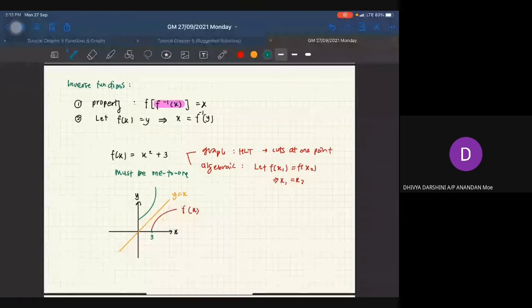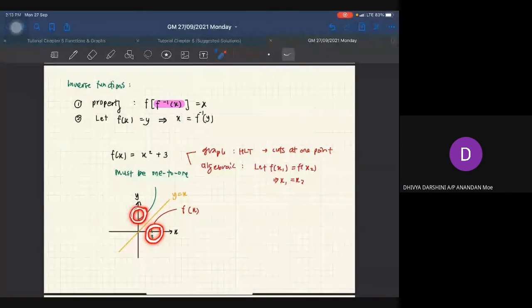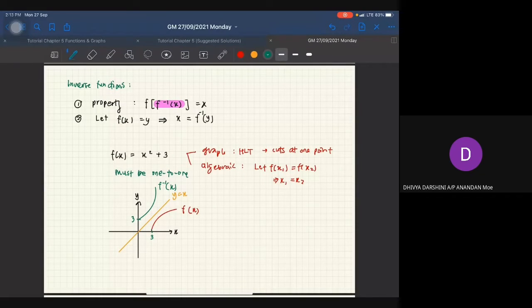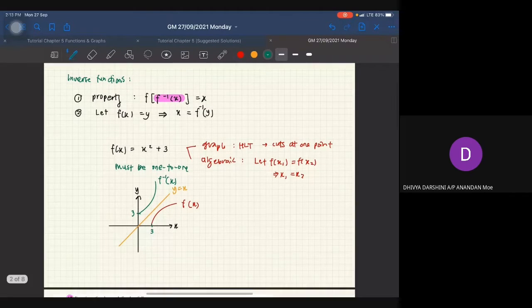Okay, so dia akan jadi terbalik lah. Kalau dekat sini, dekat graph fx ni sekarang kita ada x-intercept 3. Bila dekat sini dia akan jadi y-intercept dan nilai dia adalah 3. So dia akan bertukar. So this one adalah 3 tapi dia adalah y-intercept. Macam ni. Okay, so what about dia punya domain dengan range pula?